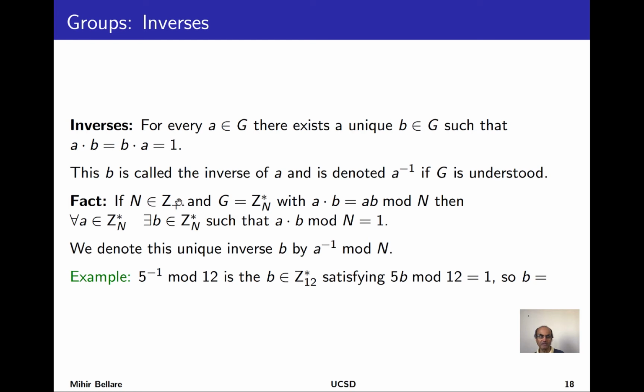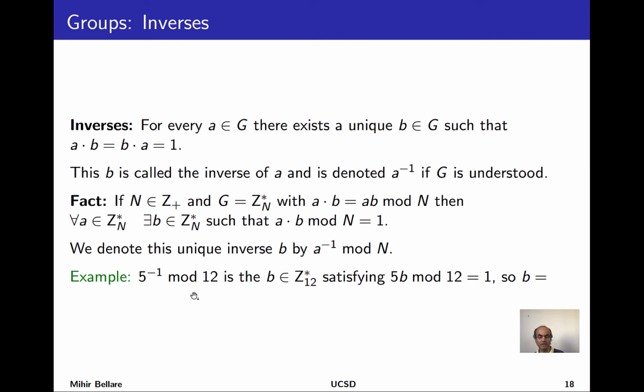Now, let's say we go to our example again, Zn star with multiplication mod n. What does it say in this case? This being a group says that whenever I have a point in Zn star, there's another point in Zn star and it's unique, such that when I multiply A and B mod n, I get back the identity element, which is 1. Now this is not necessarily obvious. Remember, we have no fractions here. This B is an integer. But when I multiply them and take the remainder mod n, I should get back a 1. So why does this exist? Well, that again, we'll leave that to a math class and we'll believe it here.